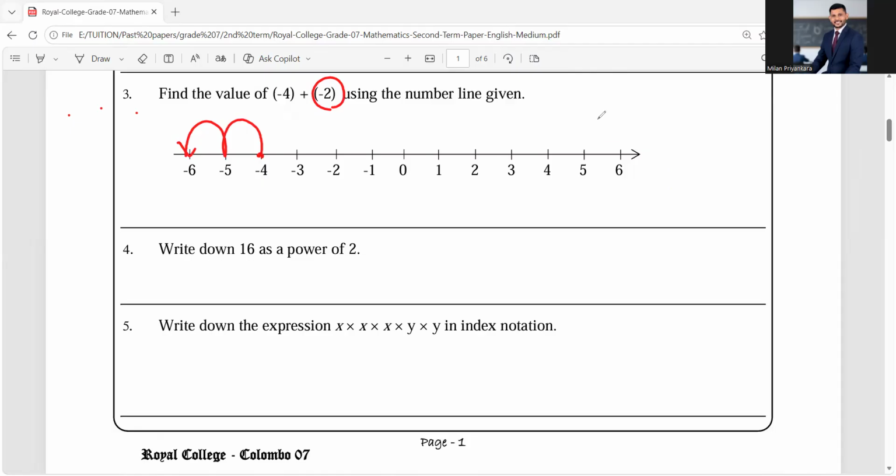Your answer is -6. Okay, right, that's it.